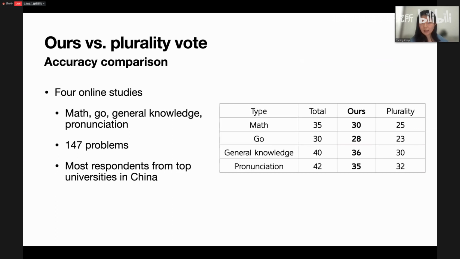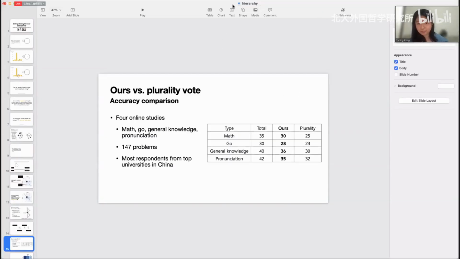And we can see that in all the studies, this table represents the number of questions we get correct. In all the studies, we beat the plurality vote, especially for the study for Go. In the Go study, we have 30 problems, and our algorithm gets 28 of them correct, while the plurality vote only gets maybe 23. Okay.